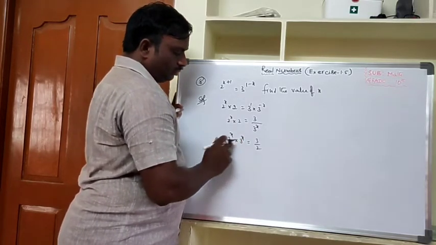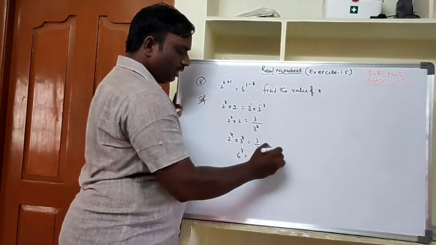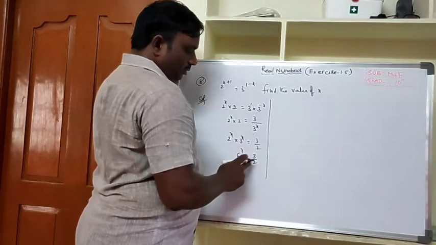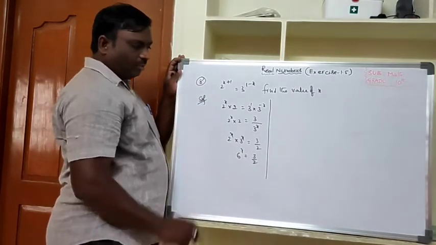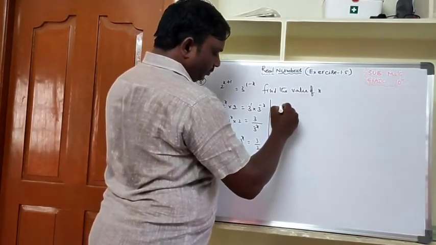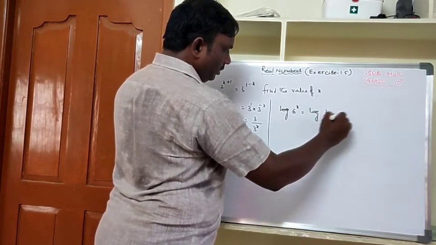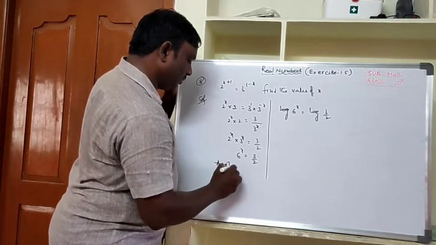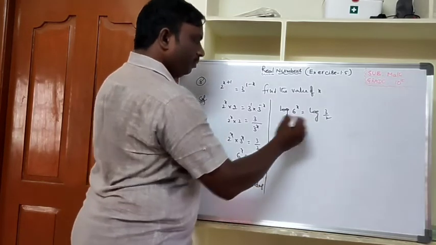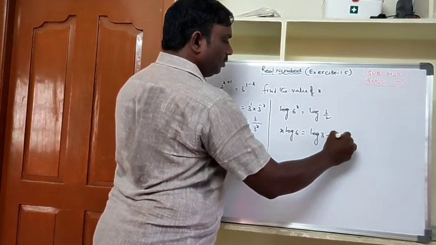Then, 2 power x and 3 power x, both powers are equal, then 6 power x equal to 3 by 2. Then we cannot find the value directly. Then apply log on both sides. Log 6 power x equal to log 3 by 2. Then x log 6 equal to log 3 minus log 2.